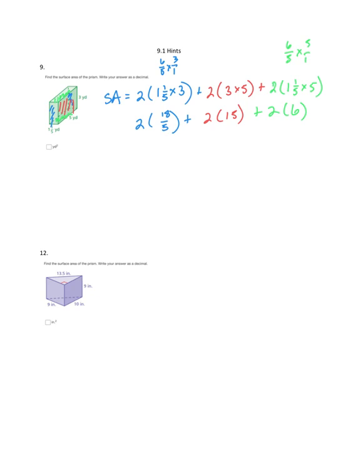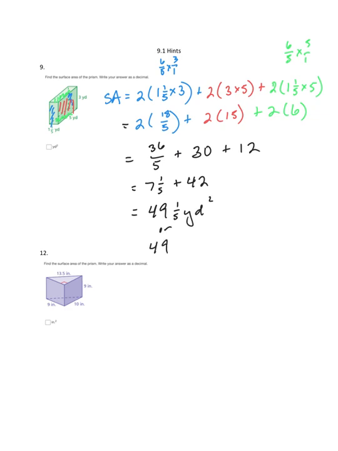So 2 times 18/5, that's 36/5, plus 2 times 15 is 30, plus 2 times 6 is 12. And I'm going to rewrite my 36/5, that's the same thing as 7 1/5. And then I'm going to add my 42. So that gives me a grand total of 49 1/5 square yards, or if you prefer, you could do 49.2 square yards.